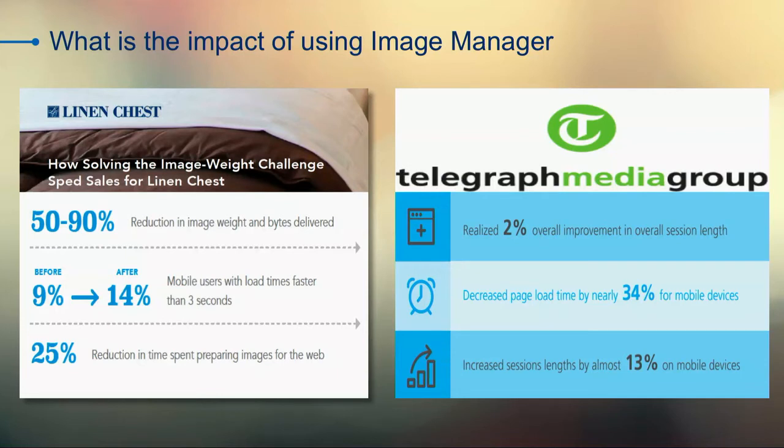If you attended Tom's keynote, you might have seen these case studies that were done for these particular customers. But this is a great success story, and we really wanted to reinforce how just making a very small change on your end, that is just enabling Image Manager, can lead to such significant improvements. So the study on the left, the linen chest, says that mobile users with load times faster than 3 seconds increased from 9 to 14%, which is huge, which means it led to higher performance, which again translates to a good end user experience.